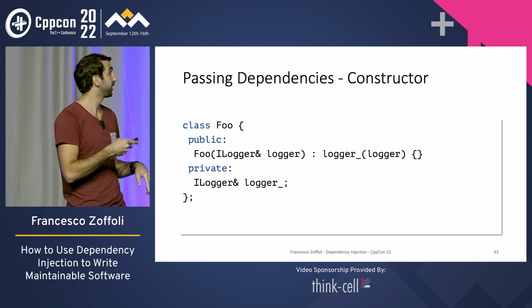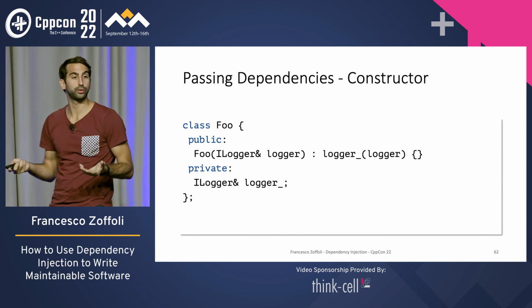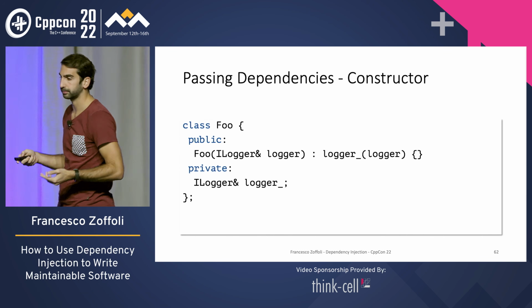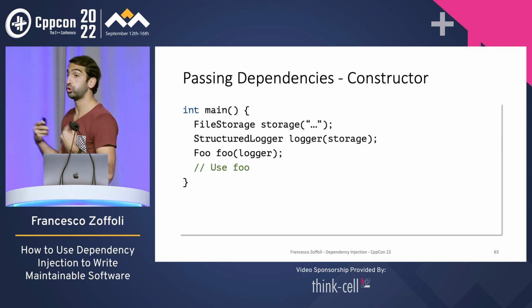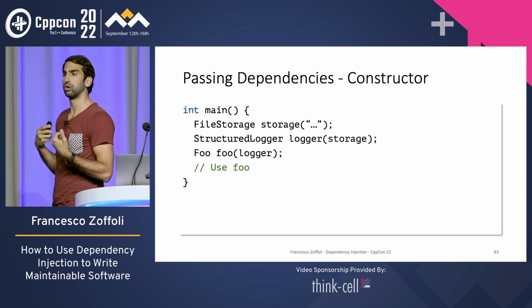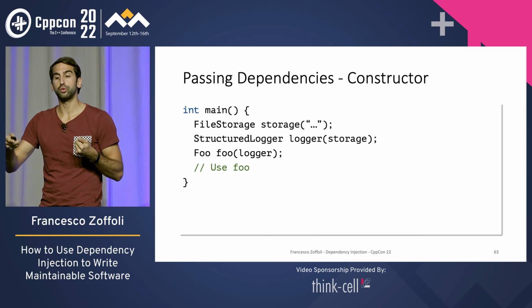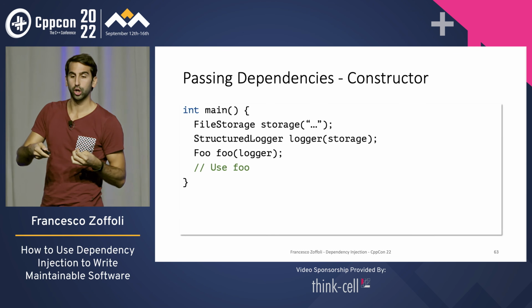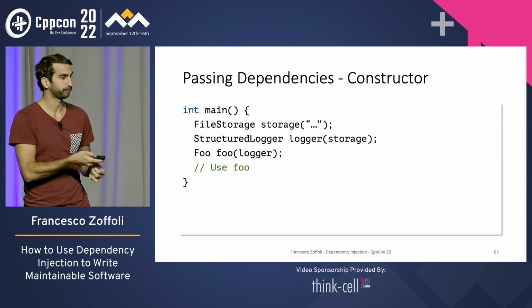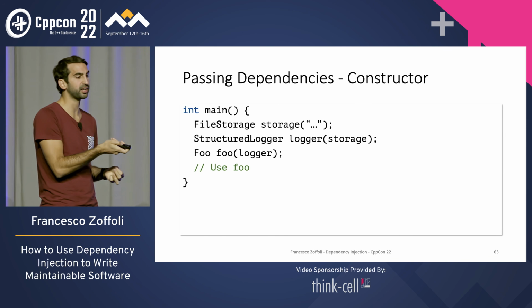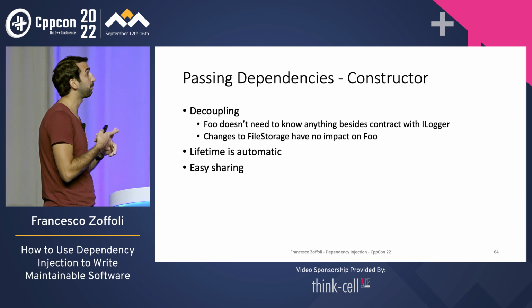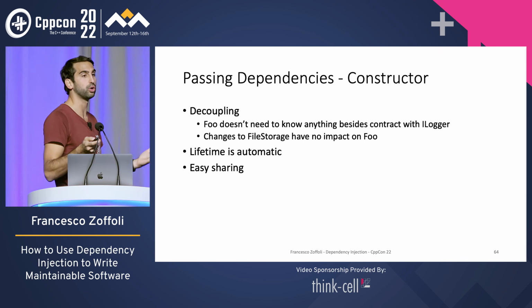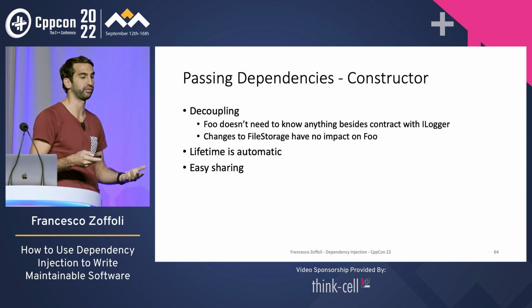So you just take a reference, you store it internally, and then you use it throughout the lifetime of the class. This makes it a bit more complex to use foo, though, because now the code which instantiates foo also needs to know about the structure logger and the file storage. But this has a few advantages. And one is the decoupling. As we were saying, foo doesn't need to know anything about the concrete implementation of logger.